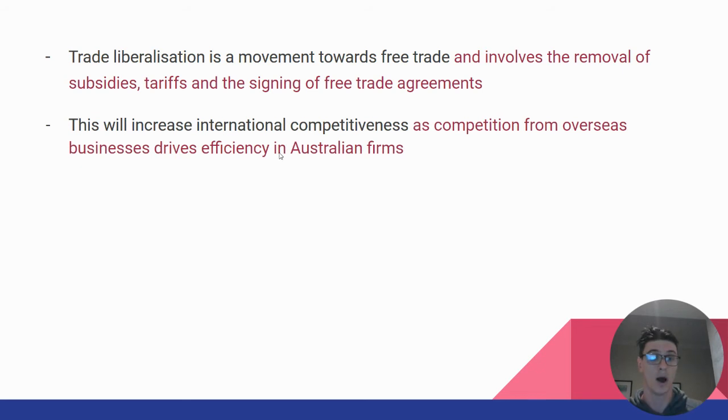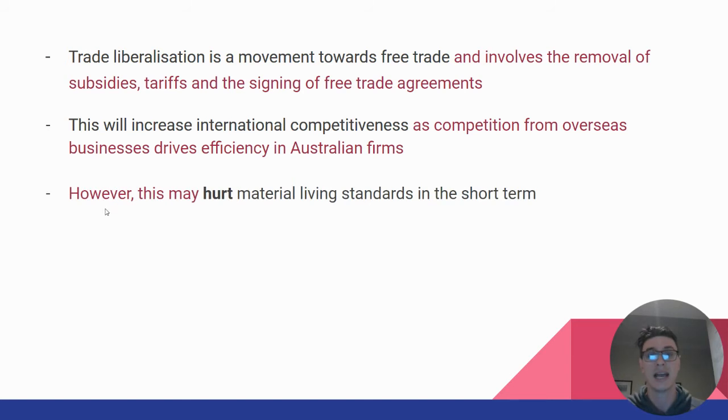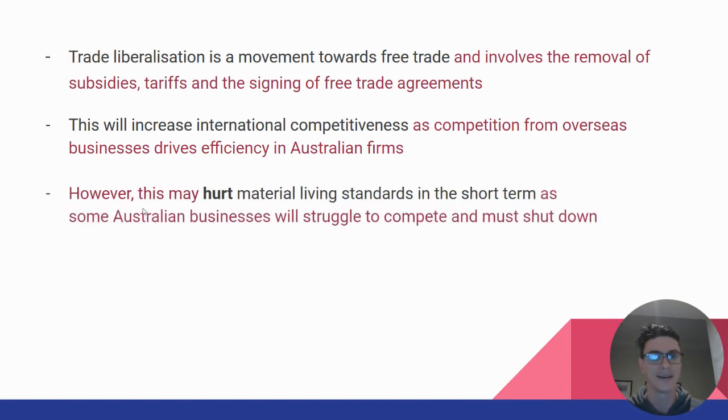Well, why? So competition from overseas, this is the key part of trade liberalisation. We open up to overseas competition, and that drives efficiency gains for Australian businesses. So they have to improve. Cool, that improves it. It hurts material living standards in the short term. Well, why? Well, some businesses will actually go out of business. They won't be able to compete with overseas firms.